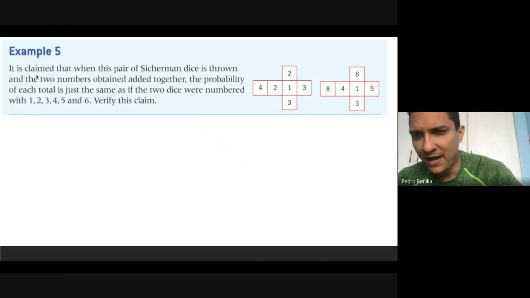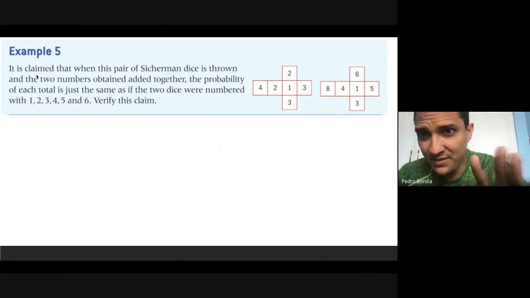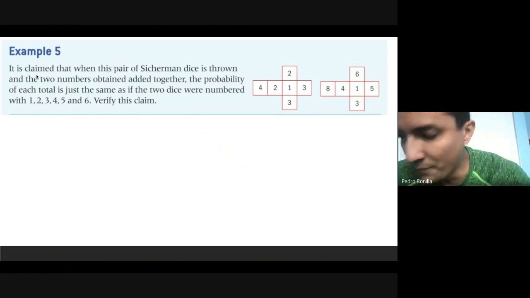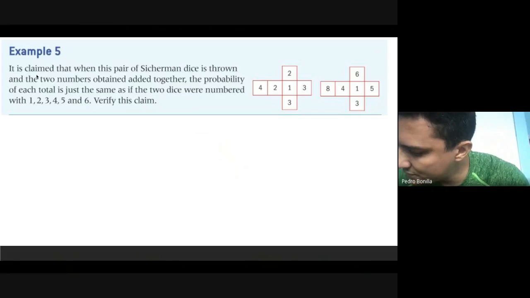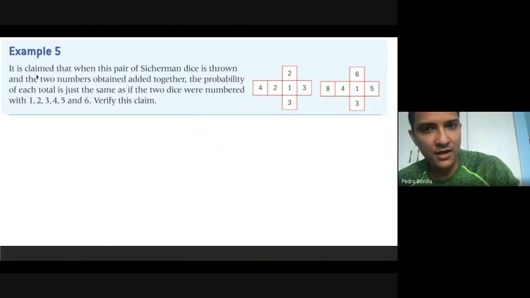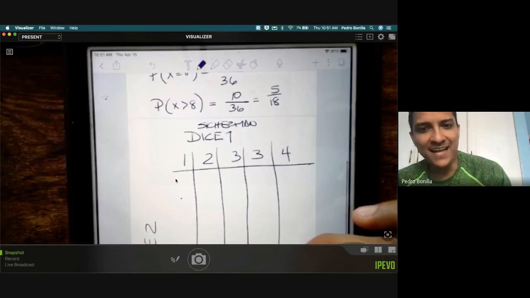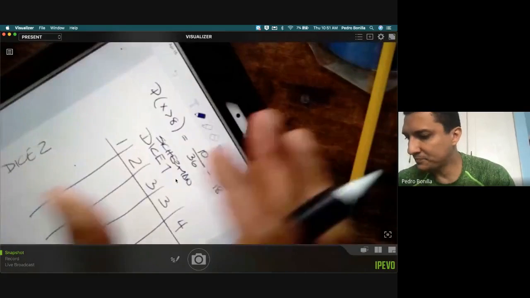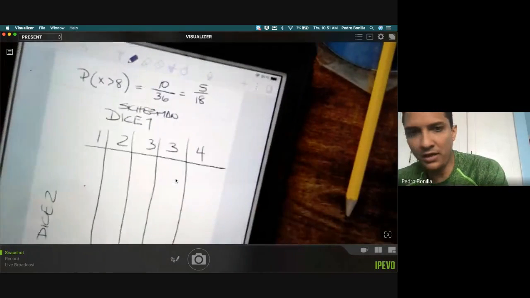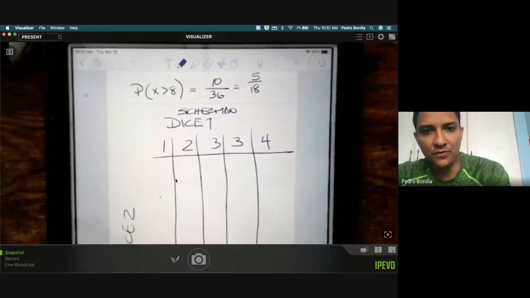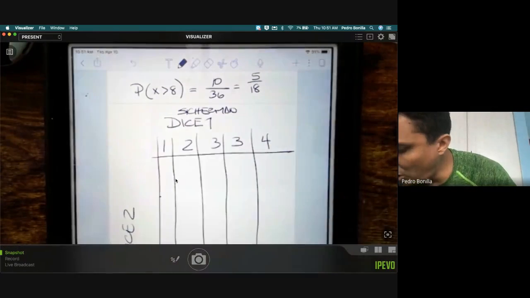Okay, so now I'm going to keep this here because I need to write the numbers. So the outcomes for the first dice: 1, 2, 3, 3, and 4. I'm writing the columns. So for the first dice, these are the possible outcomes: 1, 2, 3, 3, 4. Notice that I repeated the 3, no matter that it was said once. Okay, let's go to the other dice.